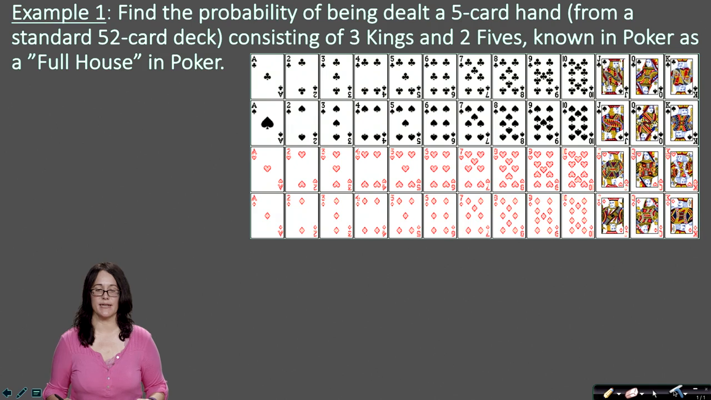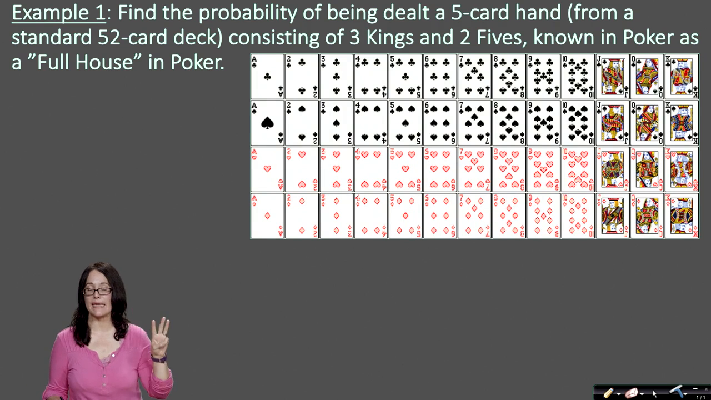In example 1, it says, find the probability of being dealt a 5-card hand from a standard 52-card deck. Again, here I've shown you that deck in case you've forgotten what's in there. The hand consists of 3 kings and 2 5s. Apparently in poker this is known as a full house. I'm not testing your poker skills, so I'll always tell you exactly what kind of cards I'd like you to find. So we would like you to find the probability of selecting a special card hand where you have 3 kings and 2 5s.